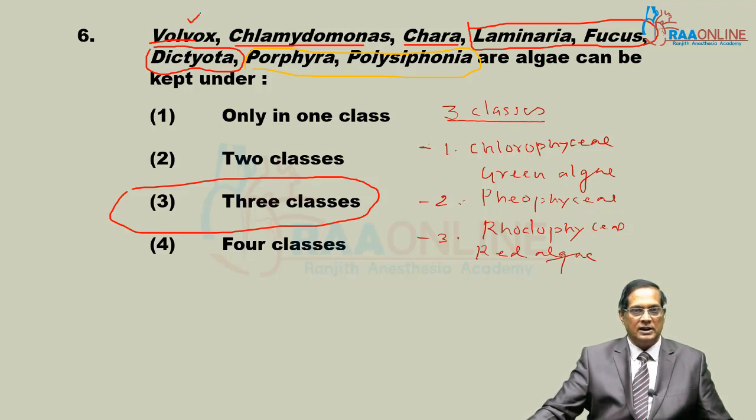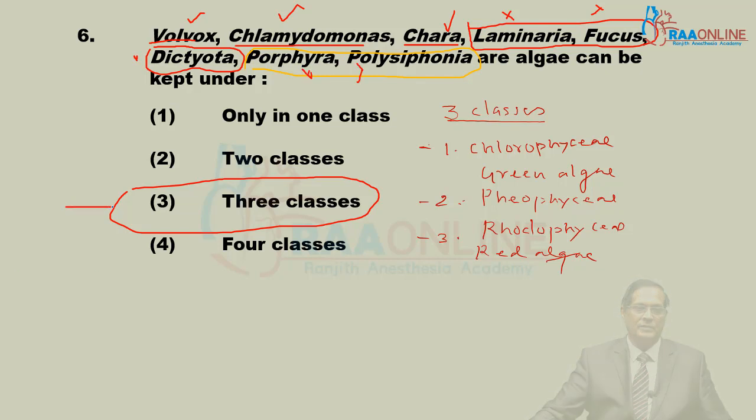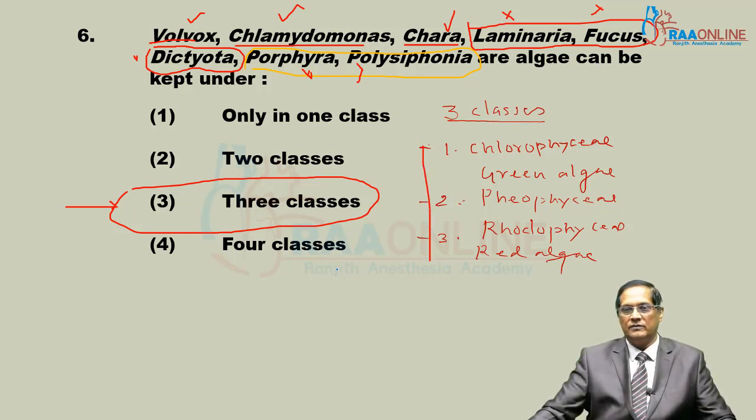Green algae, brown algae, and the last two, red algae. Hence, the answer is that they can be kept under 3 classes. And the names of these 3 classes are Chlorophyceae, Phaeophyceae, Rhodophyceae.